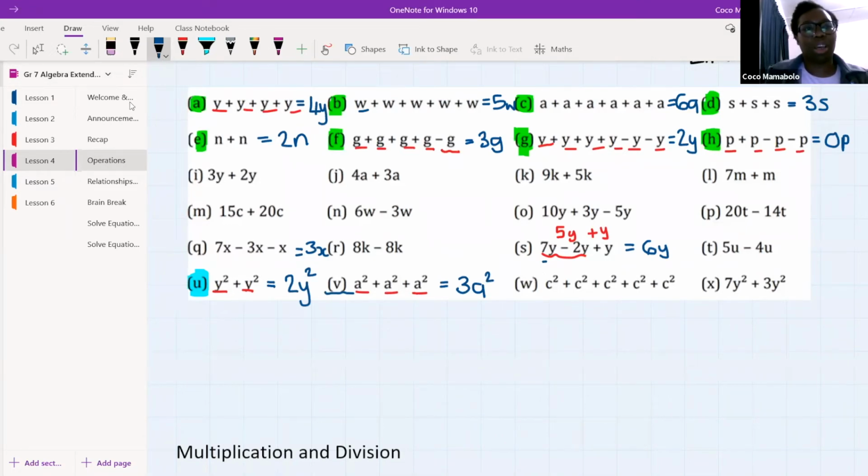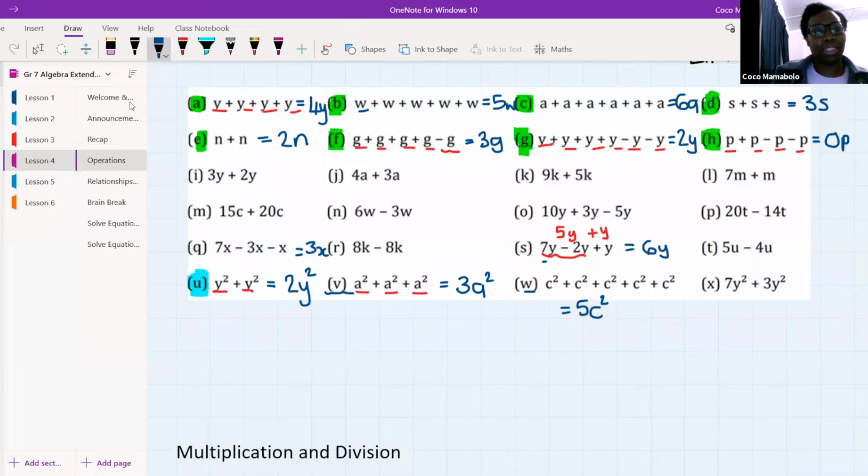Okay, awesome. Olwa, do you want to answer the next one with me? Yes. Answer W for me. Let's go. So the answer is 5c, and then squared. Good. C to the power of 2 or squared. Yes, absolutely. Well done. Very well done.